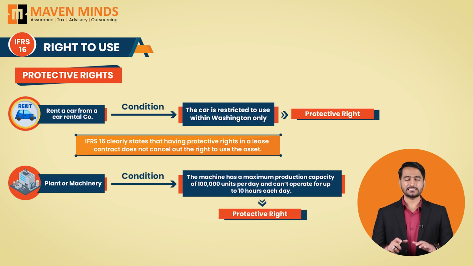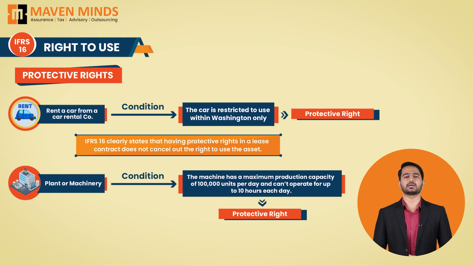However, within these limits, you still get to decide when to start using the machine, how many units to produce as long as it is under 100,000, and how you operate it within the 10-hour window. So even with these restrictions, you are still in charge of how and when to use the machine. This means you have the right to direct the use of the asset, which fulfills the second right under the right to use criteria.